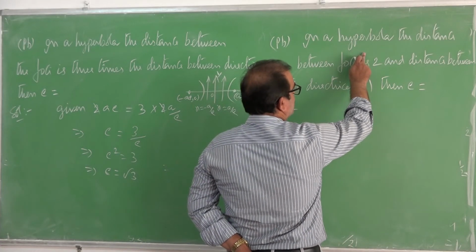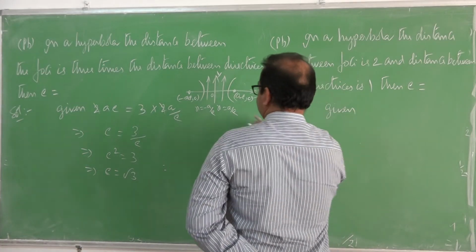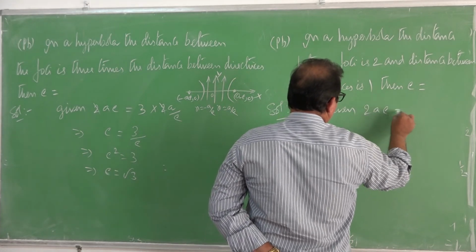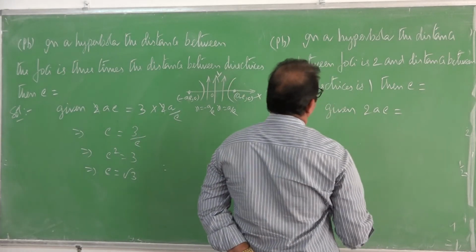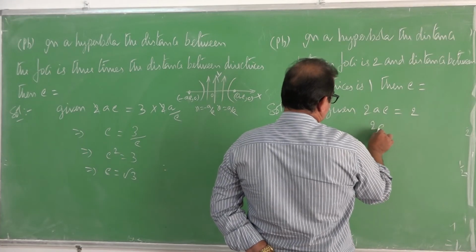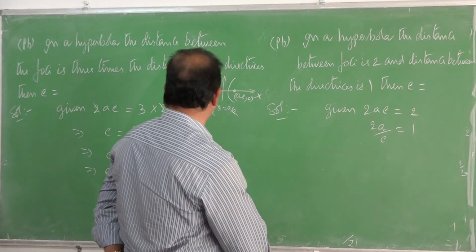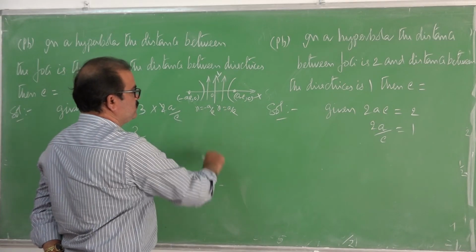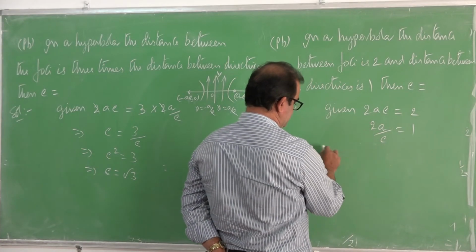See, in a hyperbola, the distance between two foci, we already discussed, is 2ae. The distance between two directrices is 2a by e, that is equal to 1. From these two conditions, find eccentricity.